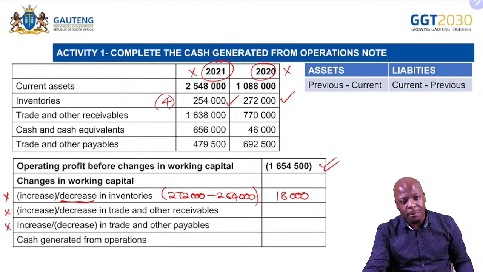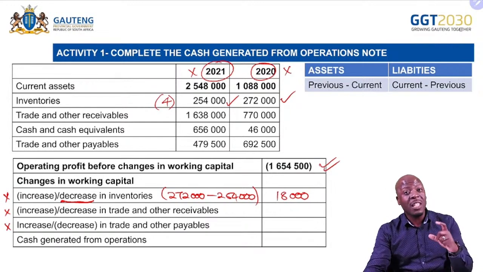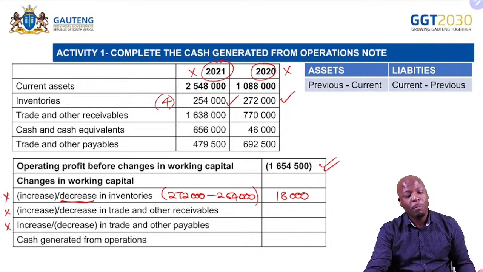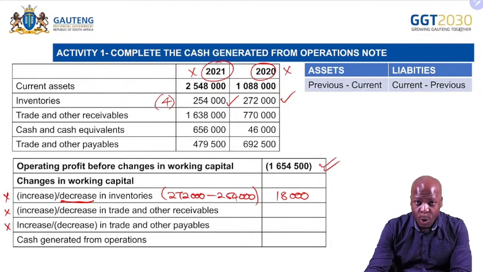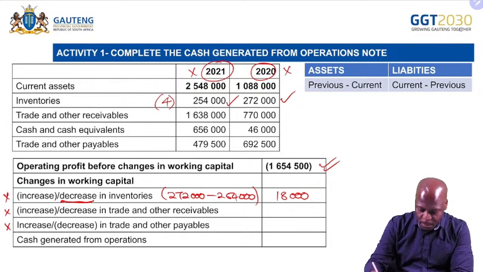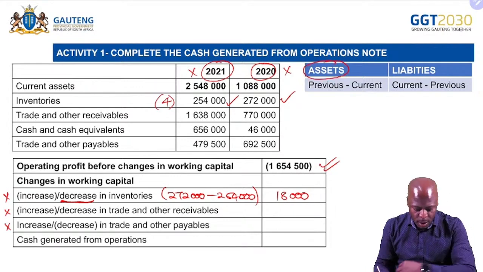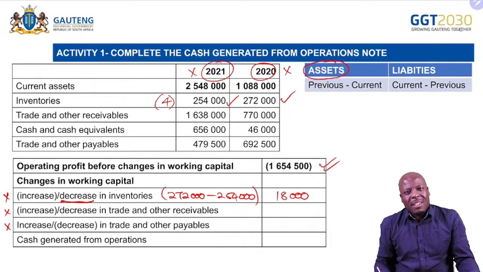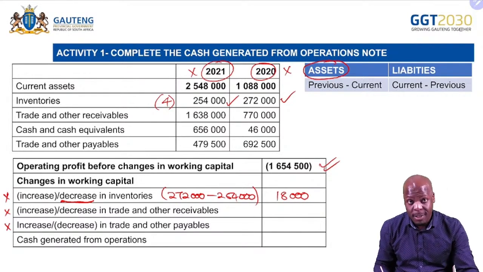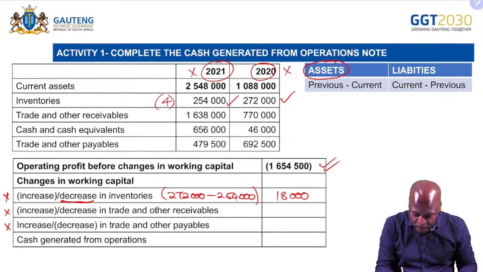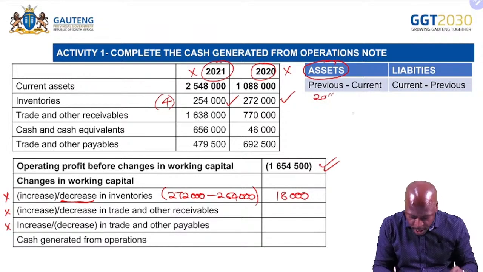But I know most of you guys love your calculators. And I want to give you what I call the calculator method, or the "I trust my calculator" method. Let's use the I trust my calculator method. When you're using it, first you have to focus on assets. You have to think, is inventory an asset or a liability? That's given, guys. Inventory is your asset. So if inventory is an asset, my previous year is the year 2020, and the current year is the year 2021.